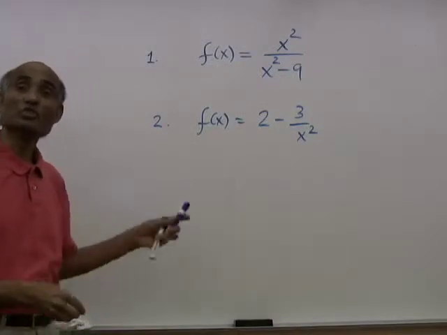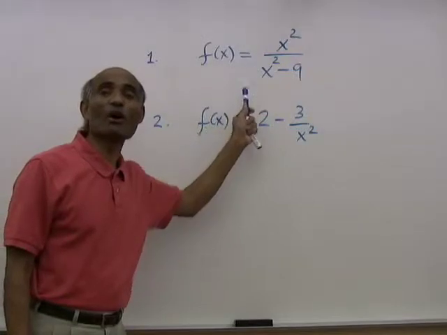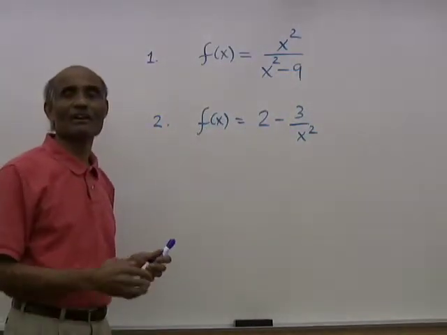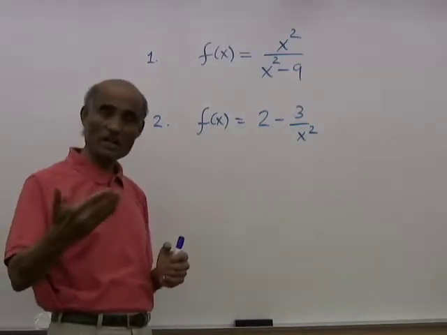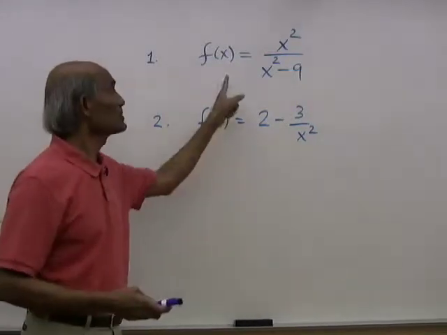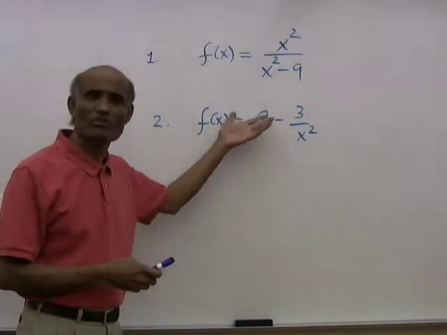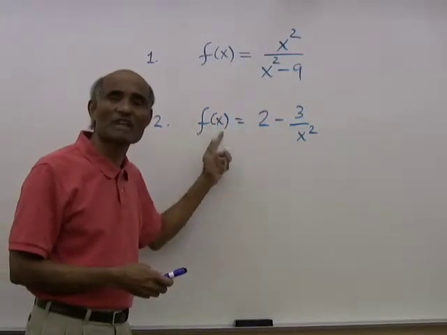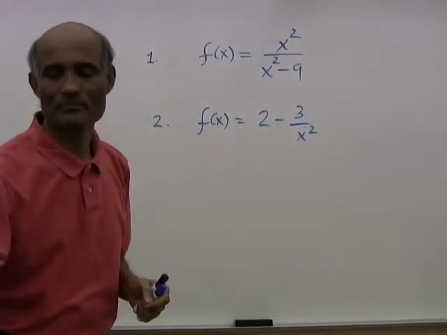Now I want you to stop the video and find the vertical and horizontal asymptote of these two functions and sketch the graphs of this, and then try it on the calculator and see how you did. Alright, so find the vertical and horizontal asymptote. You can also find the x and y intercepts if you want, and use that information to sketch the graphs of these two functions. Okay.